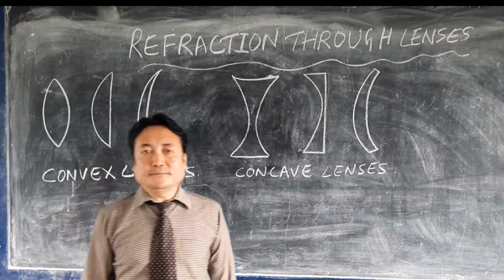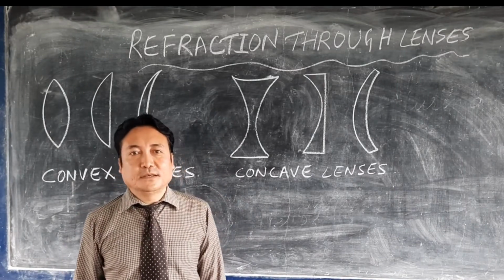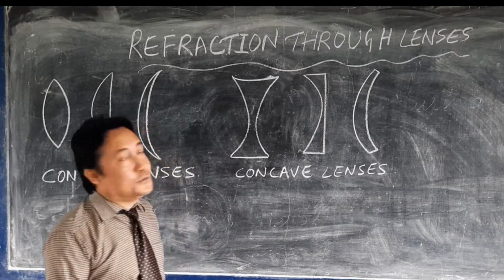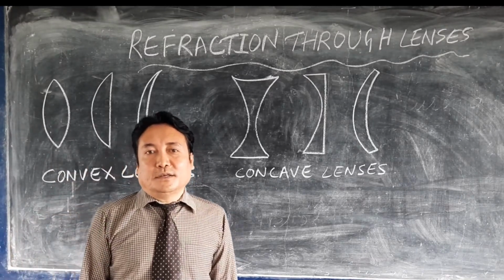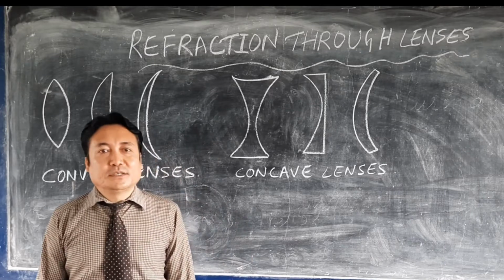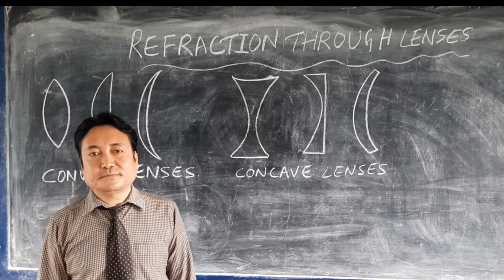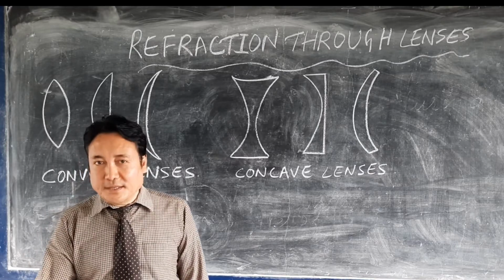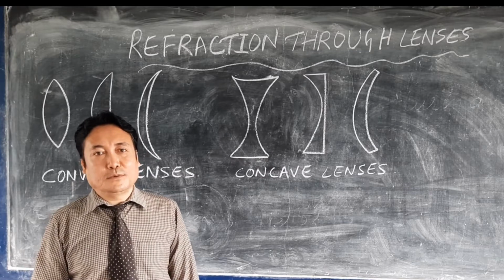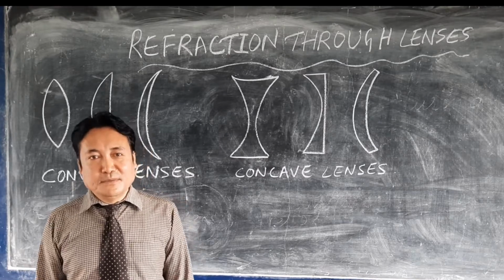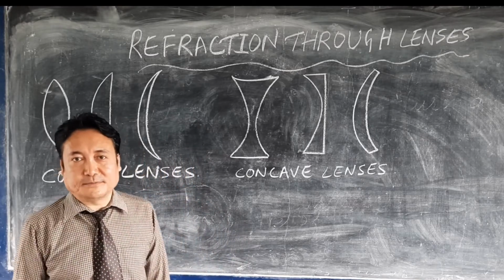Good morning, dear children. Today we will come to the next chapter, refraction through lenses. In this chapter you will study about the lens, the types of lens, where the image will be formed, how the images are formed, the nature of the image, and the characteristics of the image. All these things you will study in this chapter.